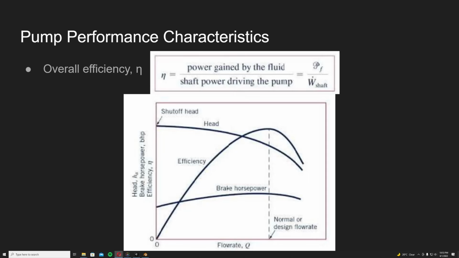I'd also like to talk about some performance characteristics that we use to describe pumps. Efficiency is equal to power gained by the fluid divided by shaft power driving the pump. This is very similar to what we see in thermodynamics in terms of efficiency of a turbine, but a little more representative of our class. Below we have a graph depicting efficiency as a function of flow rate and also brake horsepower and head. It is obvious that at a certain point, efficiency starts to decrease after a certain flow rate, so we have to maximize that.